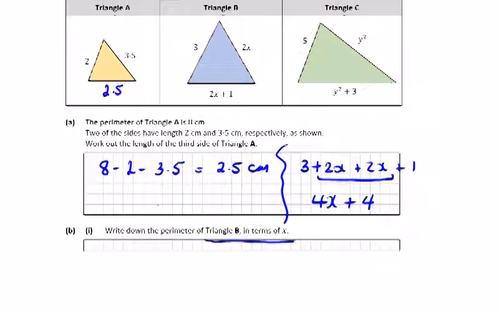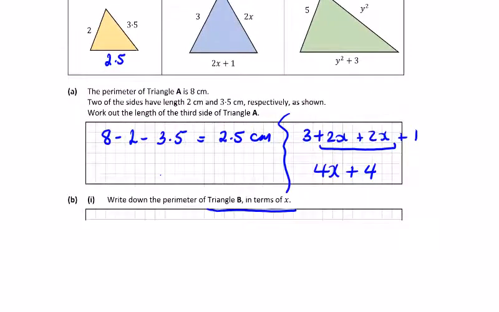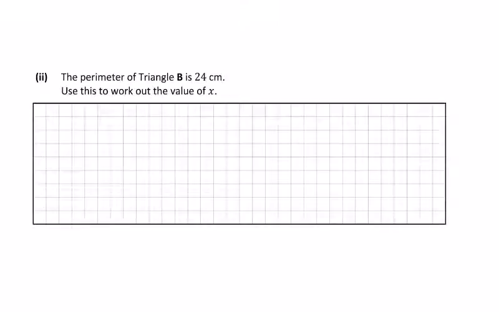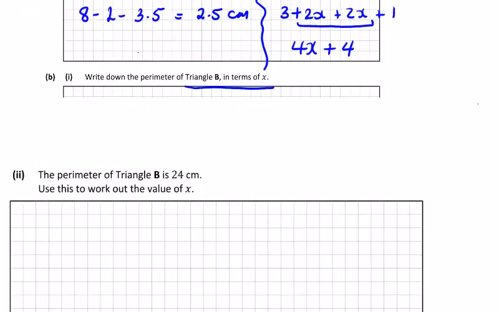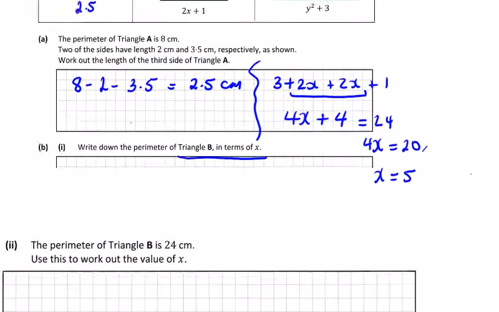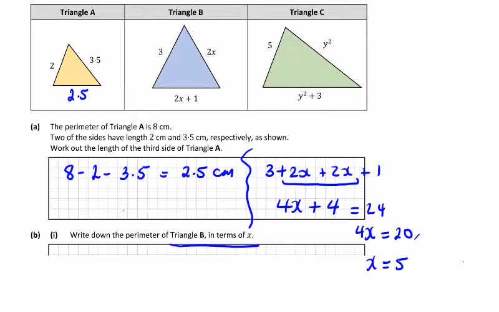For triangle C, before we get to C, the perimeter of triangle B is 24. So we have this is equal to 24. So 4x, if you covered it up, would have to be equal to 20, or bring the 4 across and make it a minus. So x will be 5. So just check your answer here. If x is 5, we have a 10, 2 5s, a 3, and then an 11. And you can see that does add up to 24.